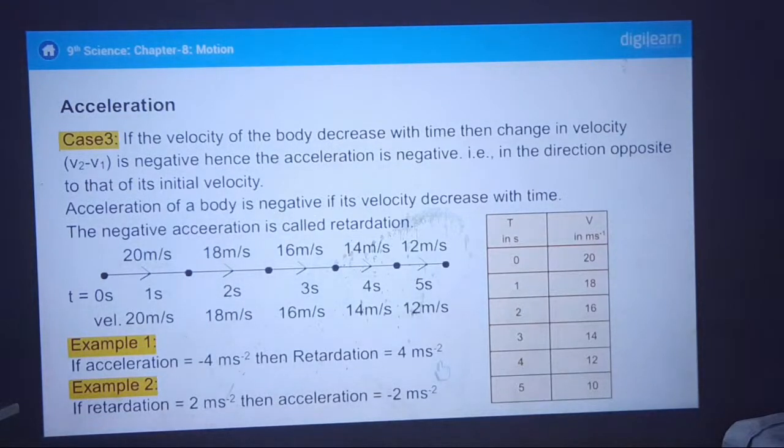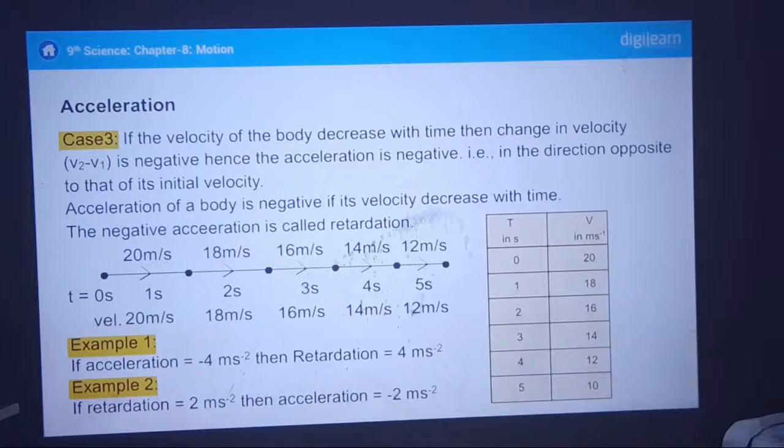Time in seconds, velocity in meters per second. At time 0 seconds, velocity is 20 meters per second. At time 1 second, velocity is 18 meters per second. At time 2 seconds, 16 meters per second. At time 3 seconds, 14 meters per second. At time 4 seconds, 12 meters per second. At time 5 seconds, 10 meters per second.